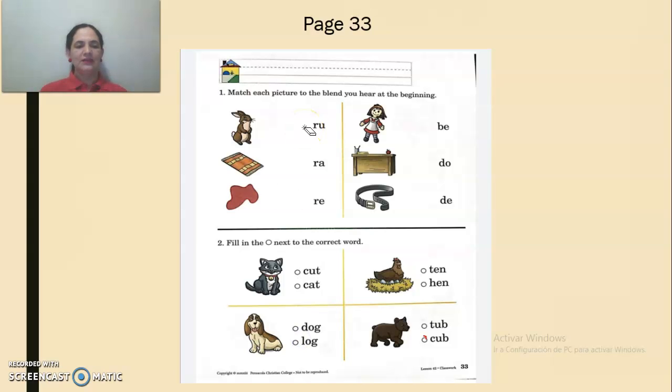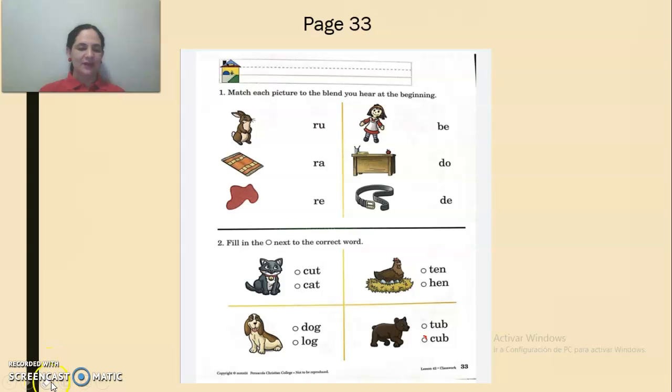Okay, you finish? Okay. Listen, we have to match each picture to the blend you hear at the beginning of the word. Listen, this is a rabbit. We have to look for the blend ra. Is this ra? No, that's ra. Is this the blend ra? Yes, so we have to match the rabbit with the blend ra.